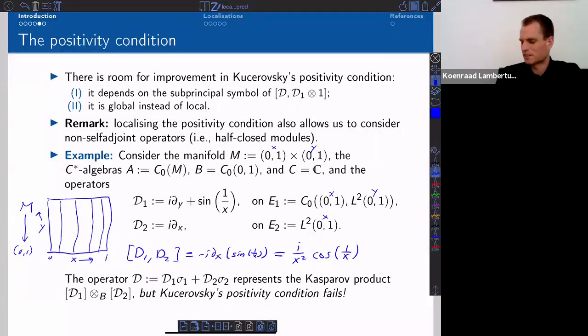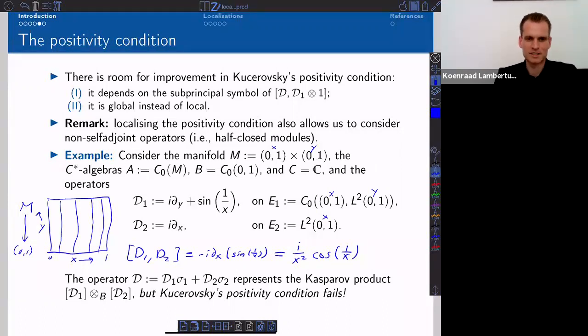So the issue here is that this function is no longer bounded. So of course, it is locally bounded, but it's not globally bounded on the whole unit interval. And worse than that, it can also not be relatively bounded by any of these operators d1, d2, or d. So it's really a new unbounded operator, which makes Kucerovsky's positivity condition fail in this instance.